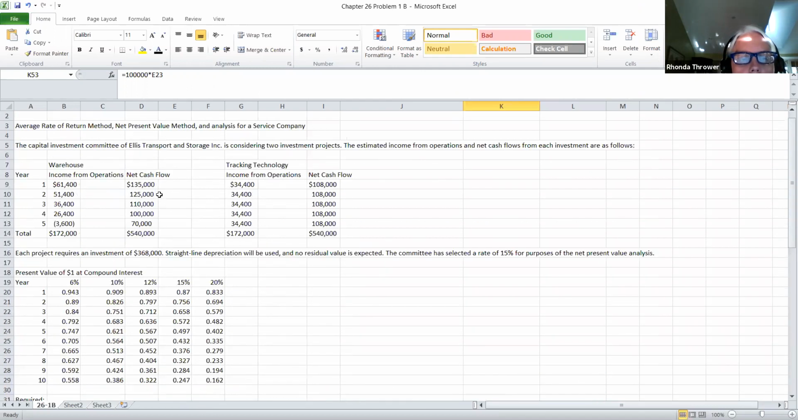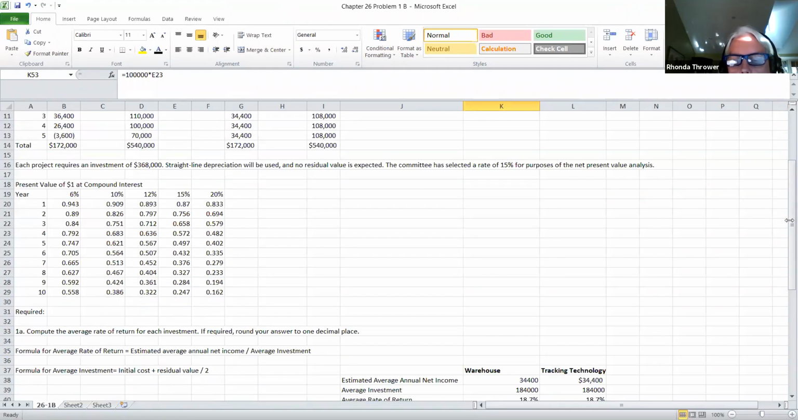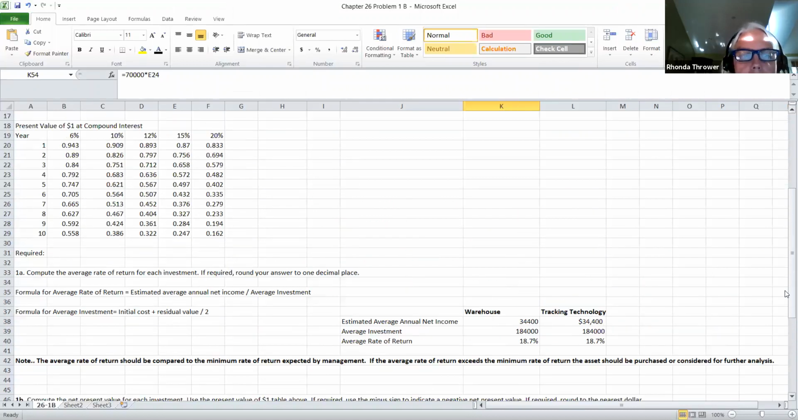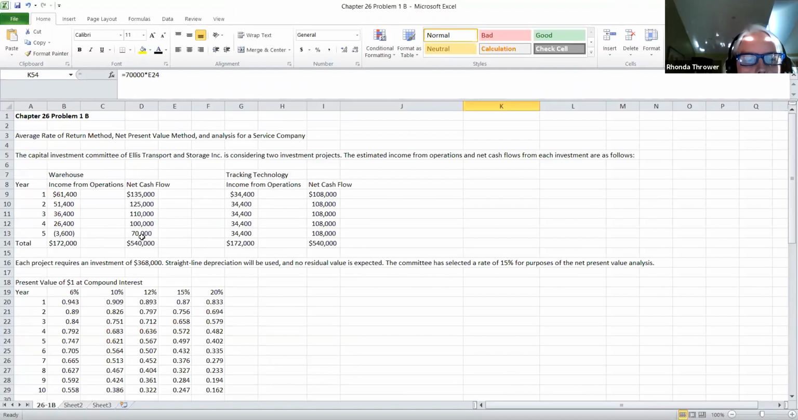For year 4, we're doing the same thing. We're taking the cash flow for year 4, which is 100,000, and we're multiplying it by the table value for year 4, which is 0.572. So that'll give you 57,200 as the present value in year 4 of the cash flows for year 4. So for year 5, the cash flow is 70,000.